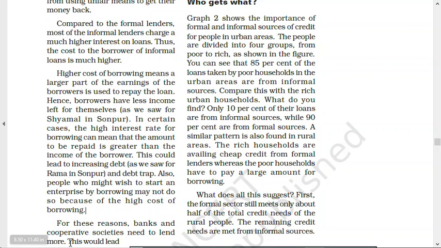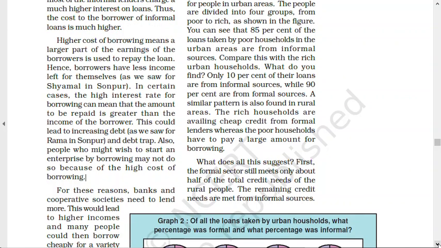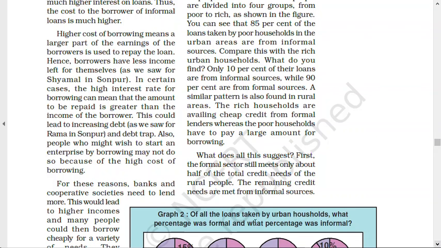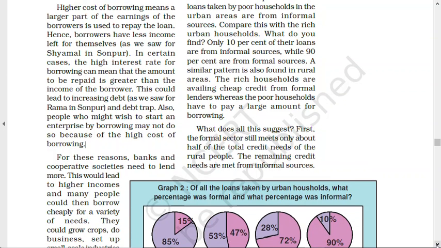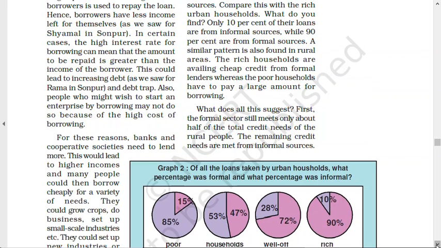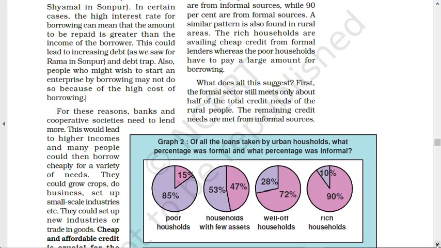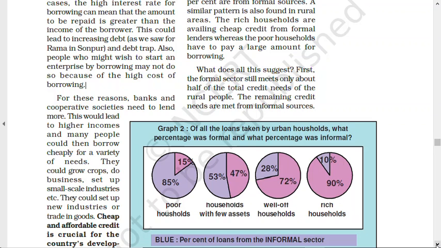So for these reasons, banks and cooperative societies need to lend more. This would lead to higher incomes, and many people could then borrow cheaply for a variety of needs. They could grow crops, do business, set up small scale industries. They could set up new industries or trade in goods. Okay, so these things can happen. Why? Because see, annually how much? 8% to 10%, maximum 11%. So if you compare with 60%, 10% is nothing, right?